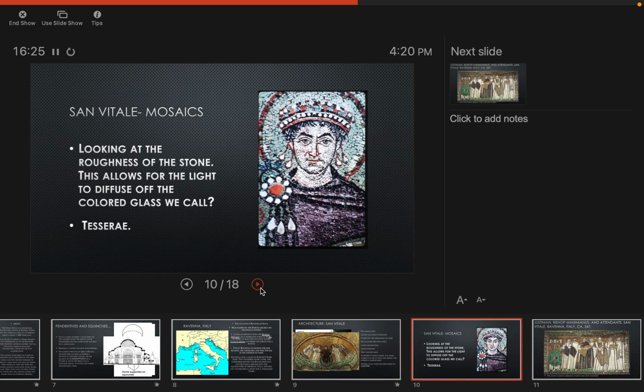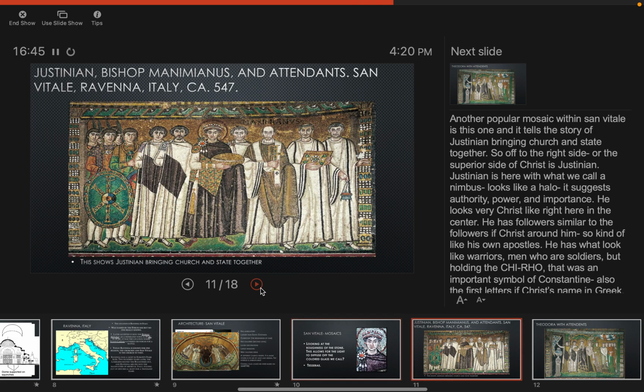Looking at the mosaics, here we see Justinian. So, looking at the roughness of the stone allows for the light to diffuse off the colored glass. This is called tesserae. Here we have another well-known mosaic from San Vitale. It tells the story of Justinian bringing church and state together. So off the right, or the superior side of Christ, is Justinian.